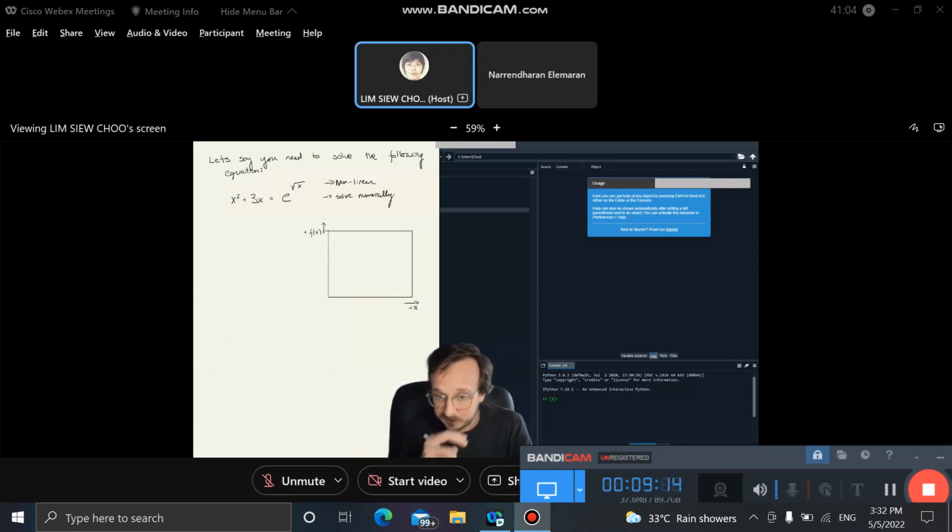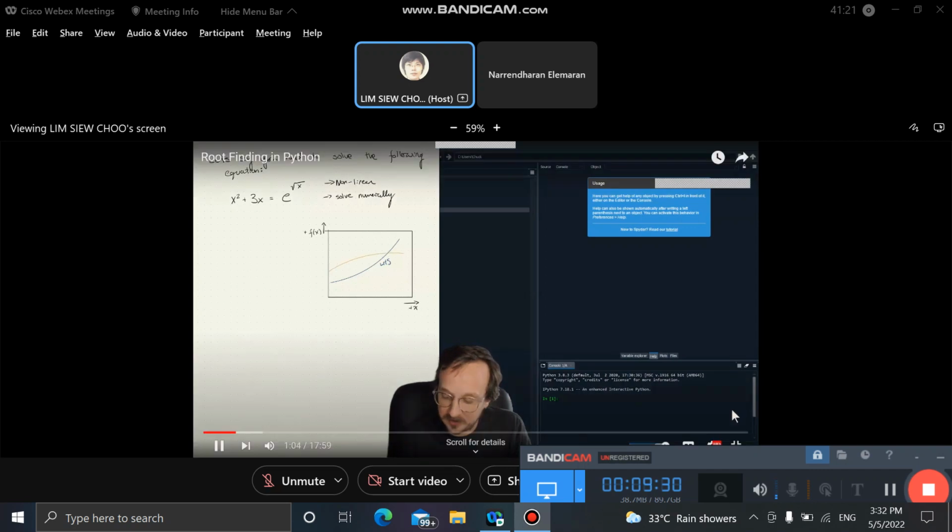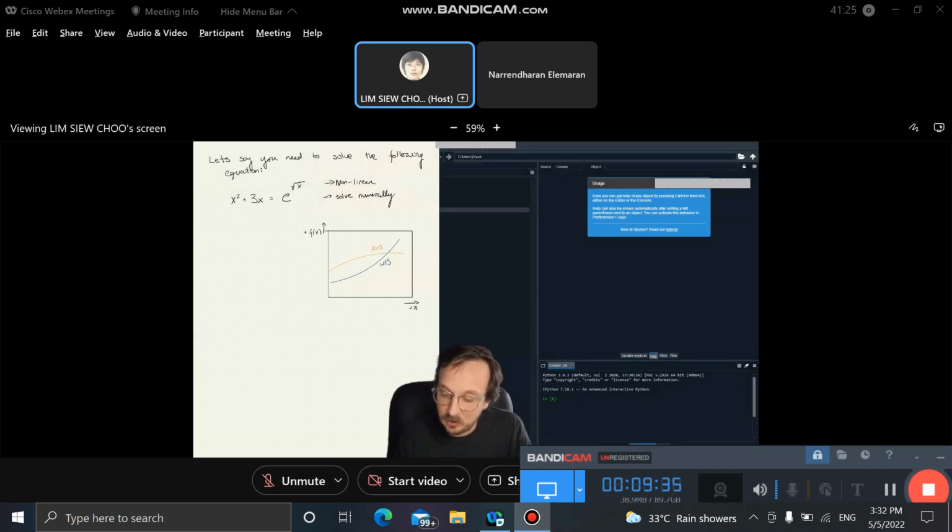Okay. So what happens is if you look at the left-hand side of this equation, it'll look something like this. This would be the left-hand side. And if you look at the right-hand side of this equation, it's going to probably look something like this. And what we're looking for is where these two equal each other. So you can see that's going to be somewhere here. We're going to find that value.